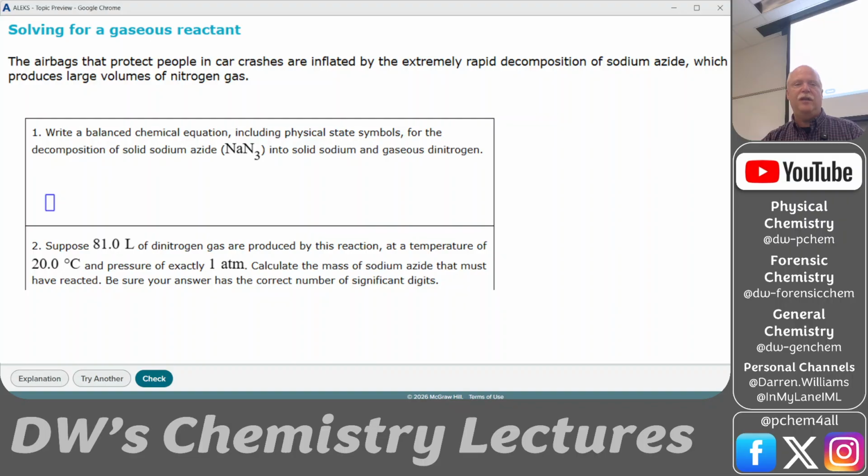Okay, so let's do a couple of Alex problems here. These are airbags that protect people in car crashes, inflated by extremely rapid decomposition of sodium azide, which produces a large volume of gas. And it's nitrogen gas, so it's non-toxic. There's a little canister inside your steering wheel, and it's got a little sparker in it. And there's some sort of pendulum or something that tells the vehicle you're in a crash. Not that you just barely bump somebody, but you hit somebody hard. What has to happen is that it makes electrical contact, sparks the sparker, and then this compound starts to decompose and produce nitrogen gas. And it inflates the bag.